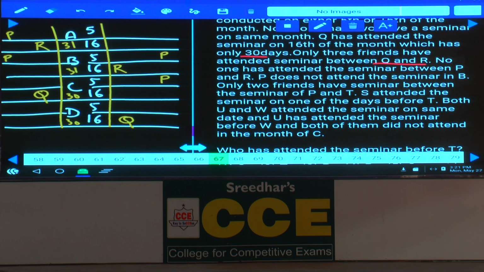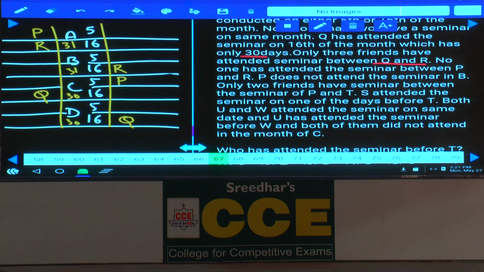Next one, P does not attend the seminar in B. As P does not attend the seminar in B, hence P cannot be at this place. As P cannot be here, where should it be? Now in the first case, P must be in the month of C, 5th of C. And in the second case, this P must be in the first month A, that is P.